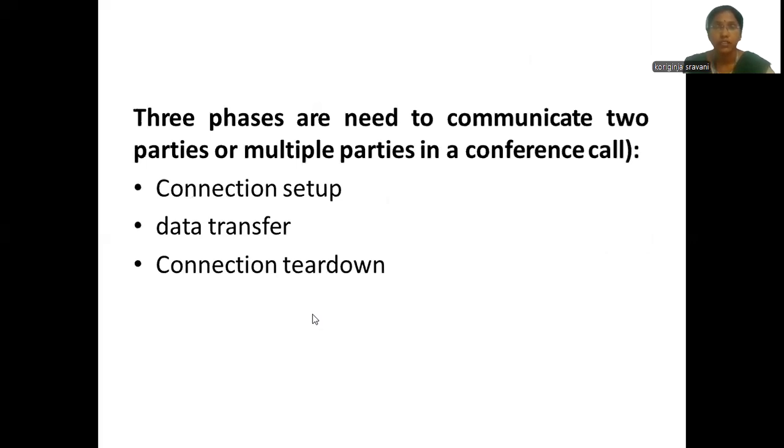Coming to the next slide, here three phases are needed to communicate between two parties or multiple parties in a conference call. So if we have one source and want to send the data to two or three devices, then also we can use this circuit switch network. So these are the three steps to be followed for the circuit switch networks.